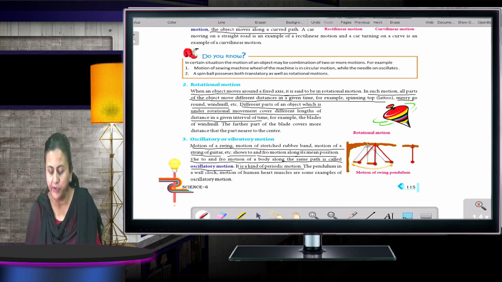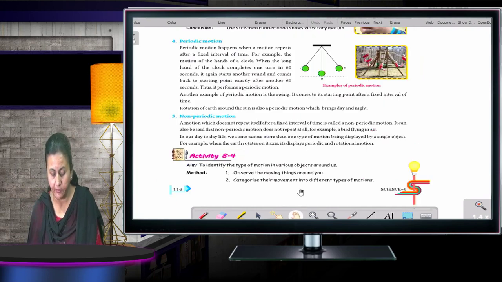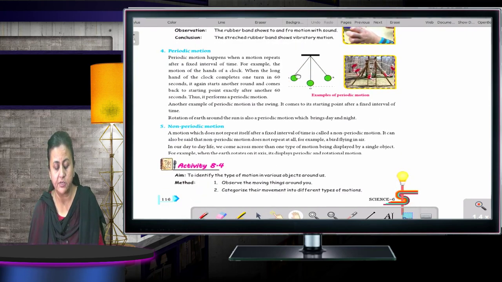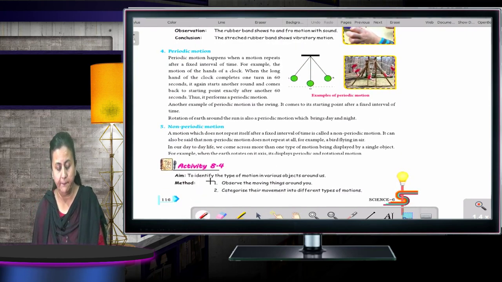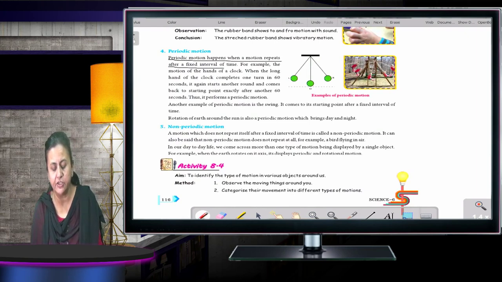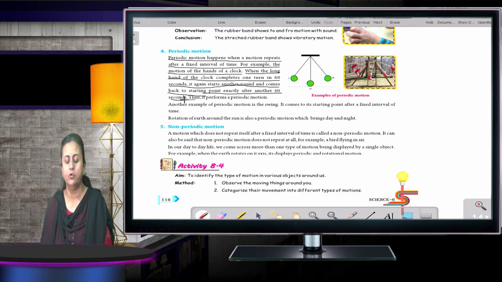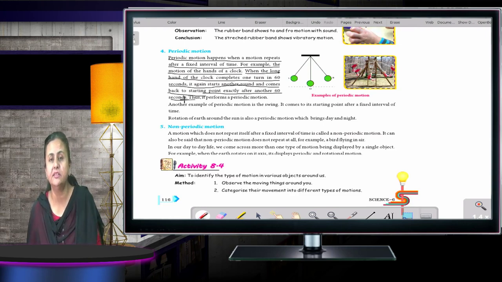Now moving to the next one. We are going to start with periodic motion. Periodic motion happens when a motion repeats after a fixed interval of time. For example, the motion of the hand of a clock. When the long hand of a clock completes one turn in 60 seconds, it again starts another round and comes back to the starting point exactly after 60 seconds. In periodic motion, it repeats after a fixed interval of time.